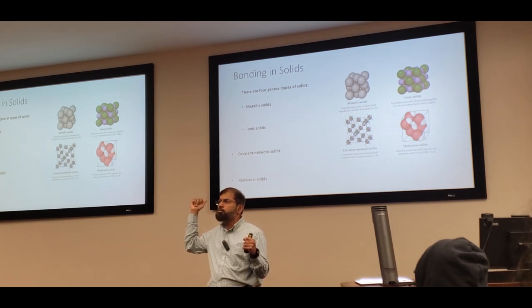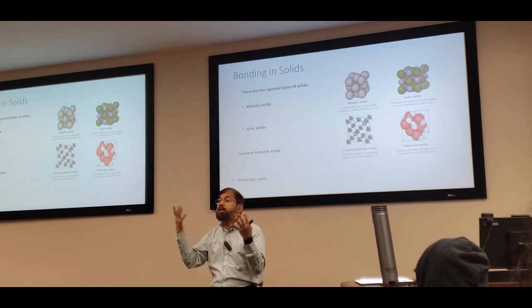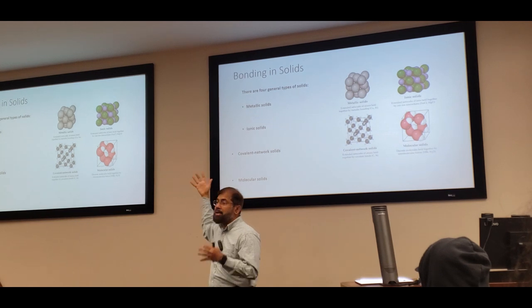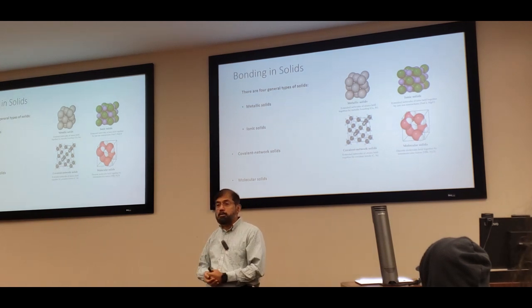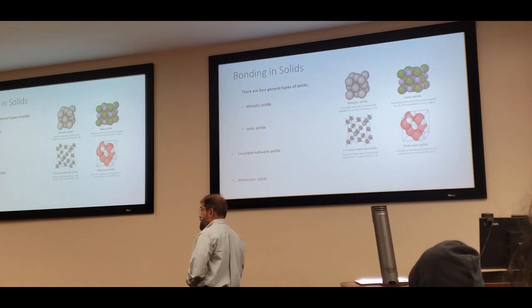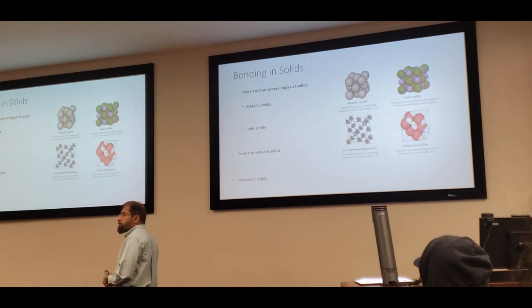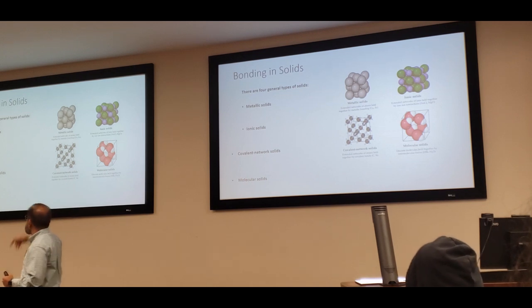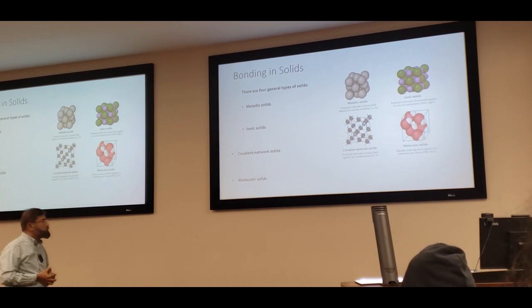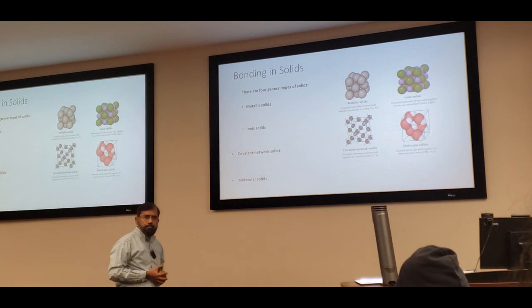In this class we will mostly talk only about metals and alloys. Here we are going to learn only about the close packing in metals. In the last class we talked about different types of materials: one is metallic solids, another is ionic solids, and the third is covalent solids.